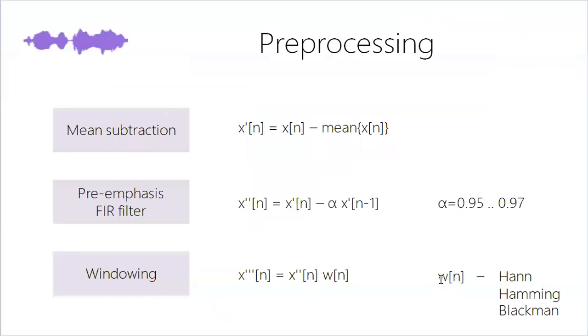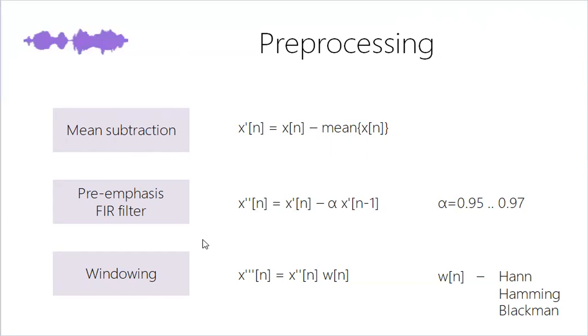So now let's say a couple of words about the pre-processing. At this stage, we can do these three operations. All of them are optional, like mean subtraction. So we subtract the mean value of samples from each sample. And actually, this mean subtraction is available only in Kaldi and HTK, but anyway. Then there's pre-emphasis, where we apply a simple FIR filter with alpha coefficient, and this pre-emphasis coefficient is usually 0.95, 0.97.